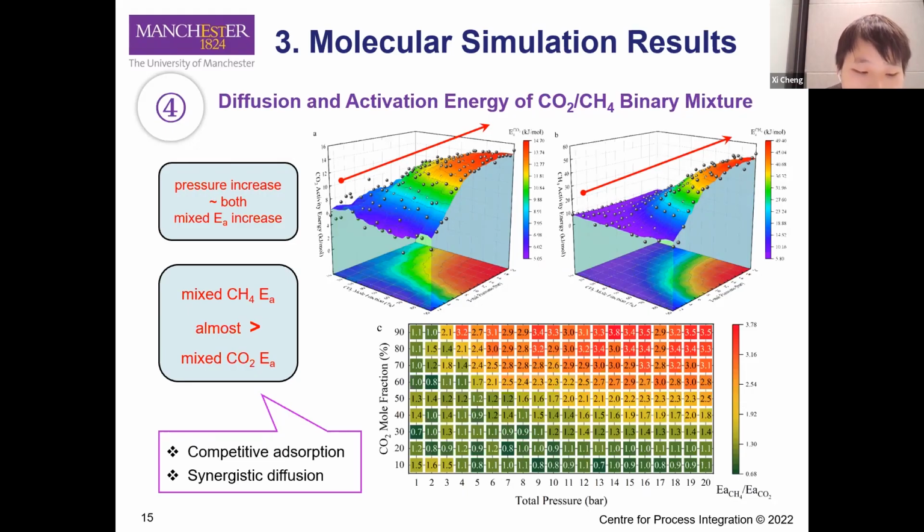This is the result of competitive absorption and synergistic diffusion occurring simultaneously in the membrane separation of the binary mixture. A large amount of preferentially absorbed CO2 enters the pores first and blocks them, making the diffusion of stage 4 in the membrane extremely difficult, and the activation energy of stage 4 increases significantly. The synergistic diffusion effect also makes CO2 easier to diffuse than in the pure state, and its activation energy decreases accordingly.